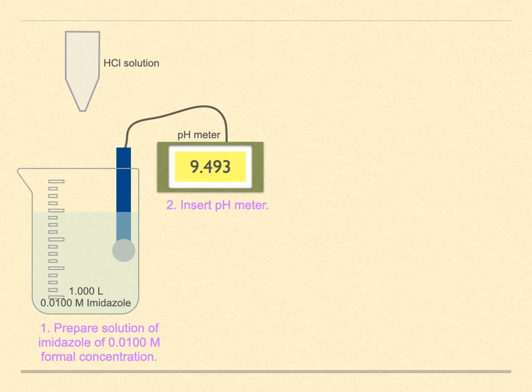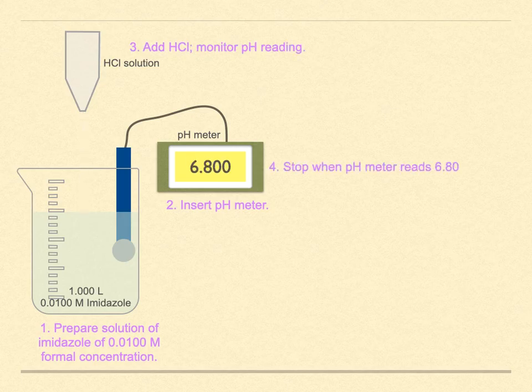Prepare a solution, now the volume depends upon your needs, of imidazole such that it has a formal concentration of 0.01 molar. Insert a pH meter into the solution. It will be reading a basic value. Add a strong HCl solution until the meter reads 6.80. The added acid converts imidazole to the imidazolium ion, and when their activity is such that the pH equals 6.80, you stop adding acid. Simple, right?